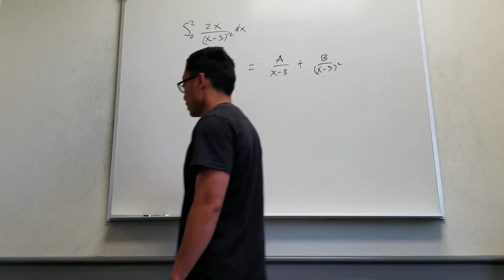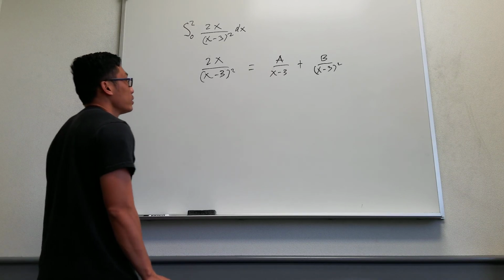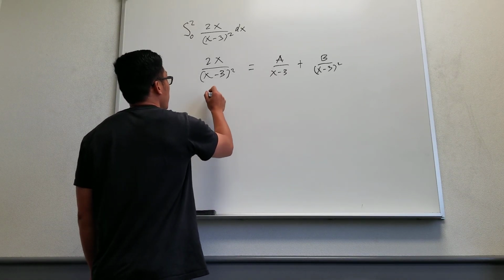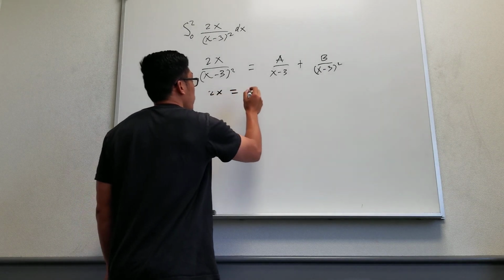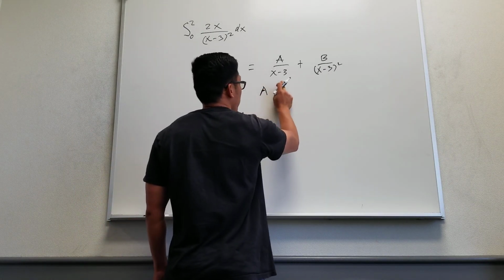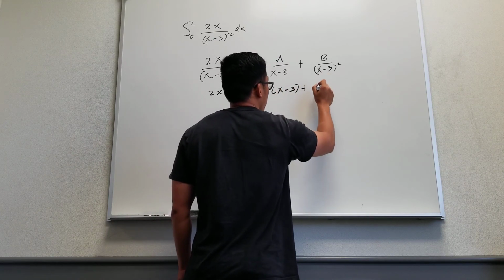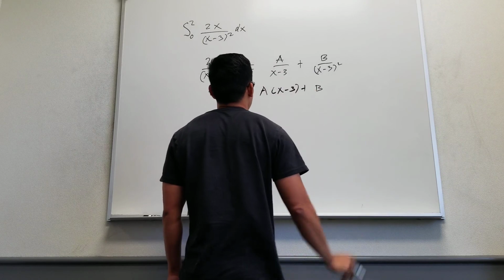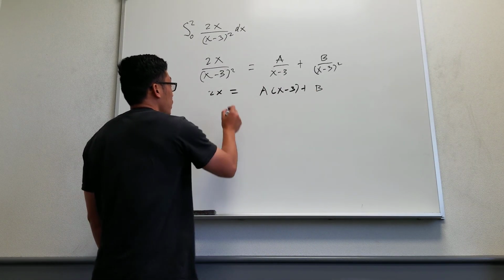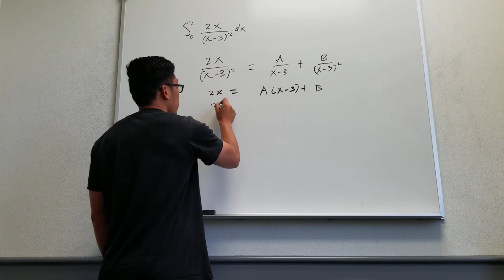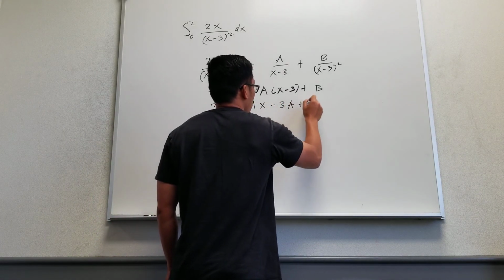Now what do I do? I need to clear the denominators, right? So what's the LCD? It's just (x minus 3) squared. So this will cancel with that, and this would be 2x equals A. This one needs one more x minus 3. This one will cancel with the (x minus 3) squared, so it's just B. Now I can distribute that. This is 2x equal to Ax minus 3A plus B.